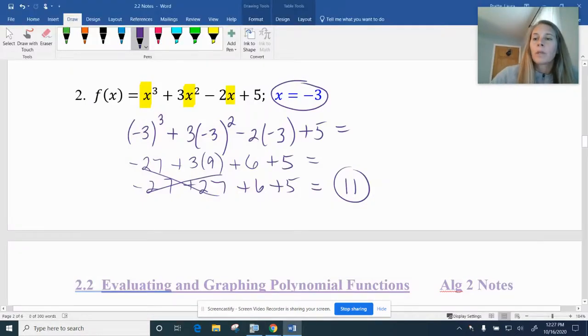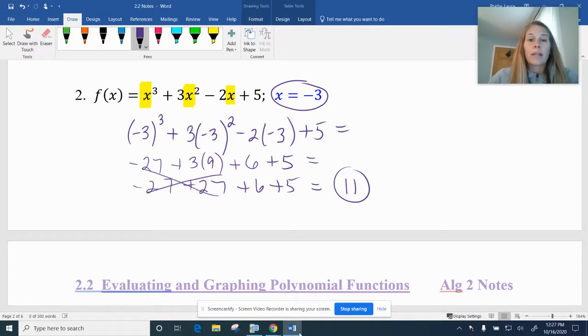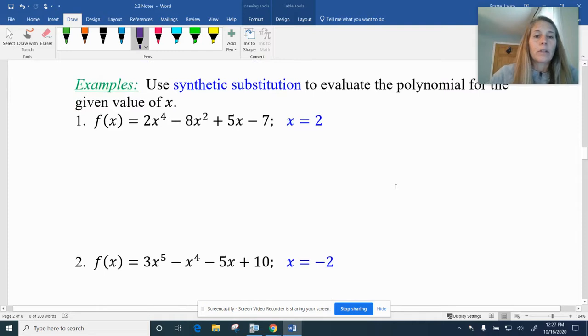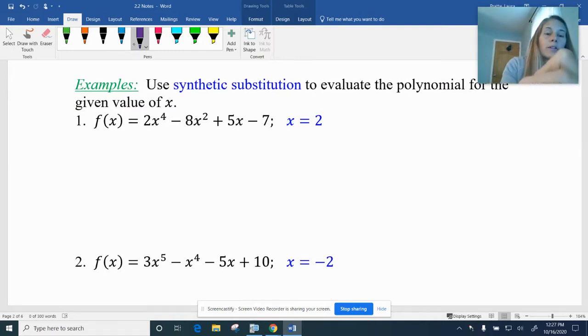Okay, again, you don't need the calculator to do it, but it does typically make it a little bit quicker. All right, so now we're going to move on to synthetic substitution, which will be a little bit nicer because I won't have to keep going to my calculator because it's so much easier than doing the direct if you're not using a calculator.